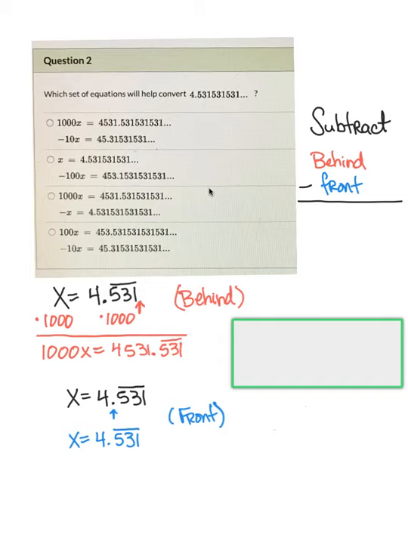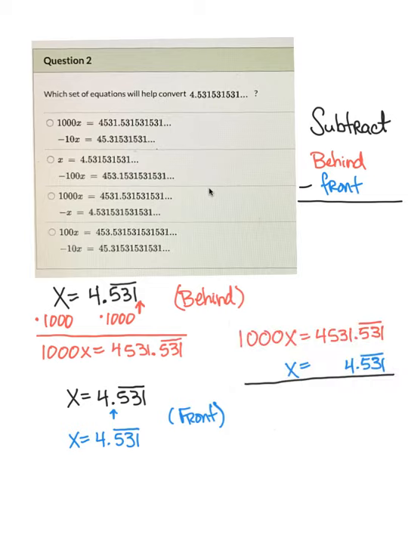Put those together. These are the two equations that we are looking for as far as taking the repeating decimal and putting it into fraction form. So which one are we going to click on? It will be this one.